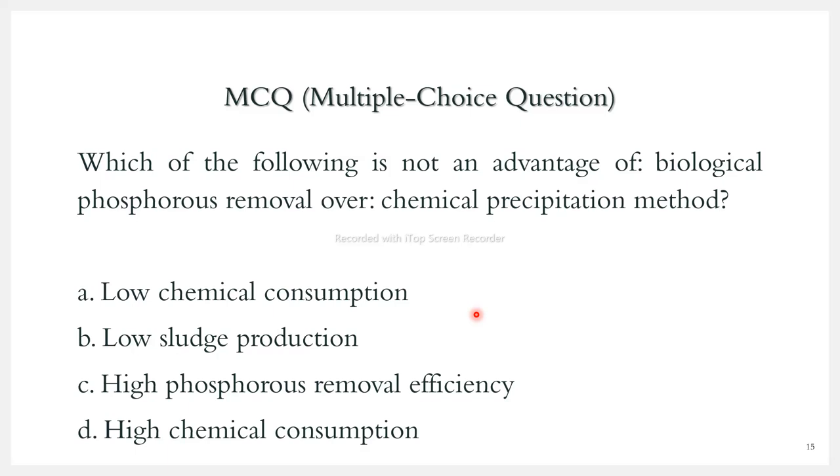Chemically phosphorus can be removed, and biologically phosphorus can also be removed. Biological organisms basically take up the phosphorus because, as we saw in an earlier class, N, P, and K, nitrogen, phosphorus, and potassium, are critical elements. Critical for plant growth and also for the growth of the biological organisms in the activated sludge process.